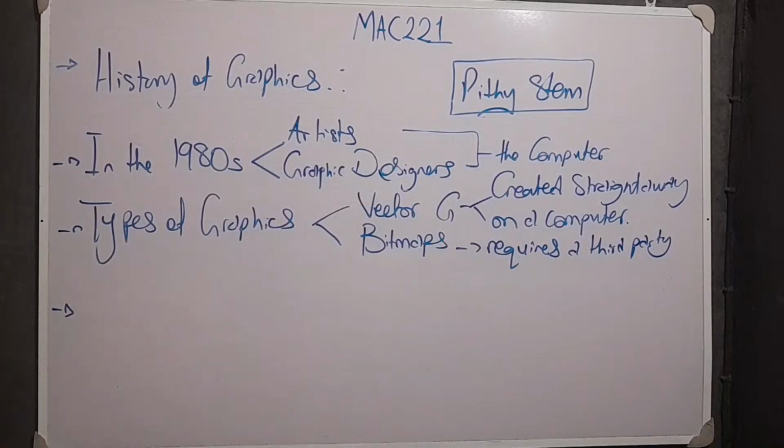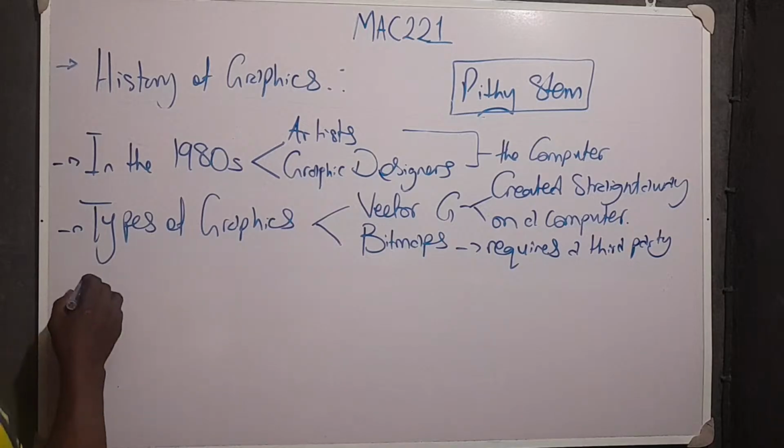There's something I want us to pay attention to very quickly. Here it says bitmap file formats. There are different formats. Now that we understand that bitmap requires an independent party, there are different types of format that bitmap comes in. So we have the JPEG, very common.